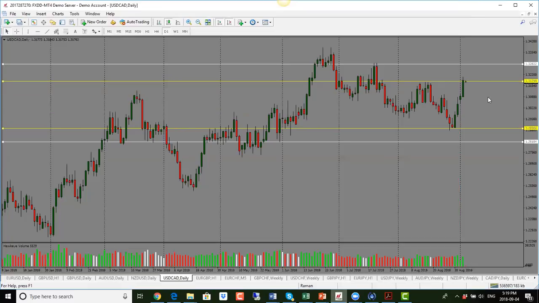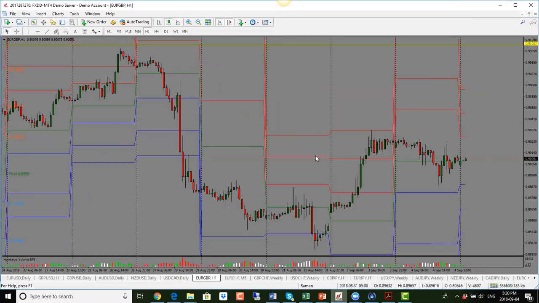So my bias is to the upside for this, but do look for a pullback. There is opportunity for this to pull back. 1.3120 seems like a good level for a pullback. Overall bias is to the upside, and the target is 1.3280 for dollar CAD.